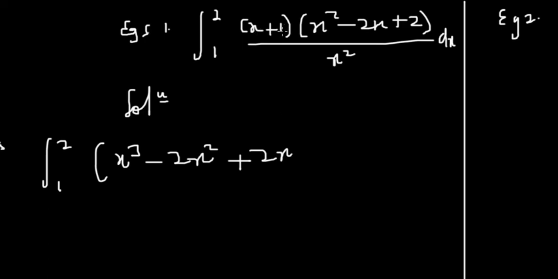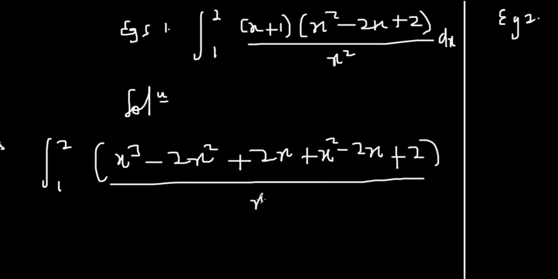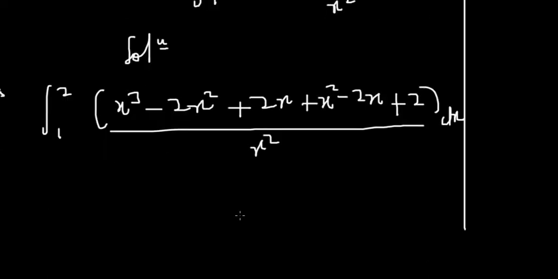And then let's look at the second one. We are multiplying 1 across the entire expression. So we have plus x squared minus 2x, and then plus 2. And then you divide that by the denominator, which is x squared, and then you introduce your dx.